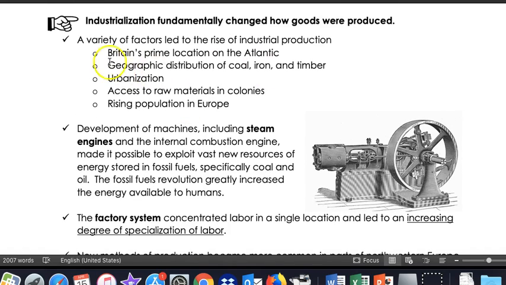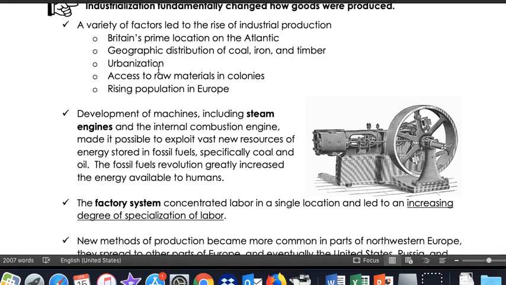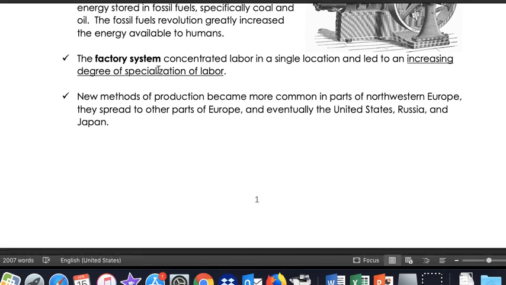Some other factors we talked about, like whether or not a country industrialized or not, may depend on the geographic distribution of coal, iron, and timber, which were needed. Also, whether or not they had a surplus of population. So the fact that Great Britain and some of these places in Europe had a growing population in their cities allowed for the labor force that would support industrialization. And access to raw materials and colonies.